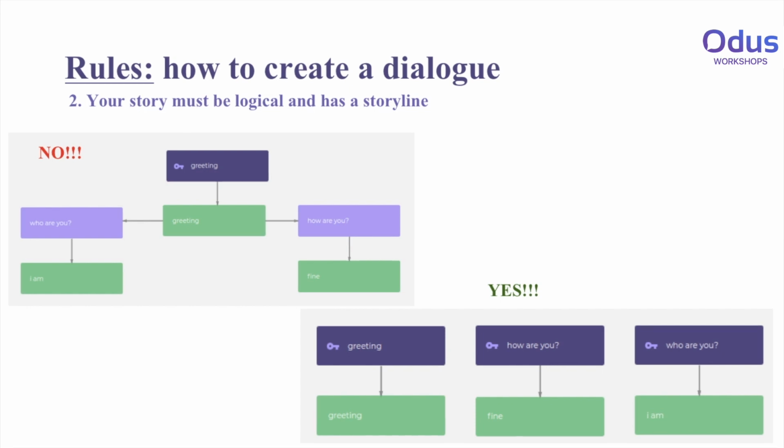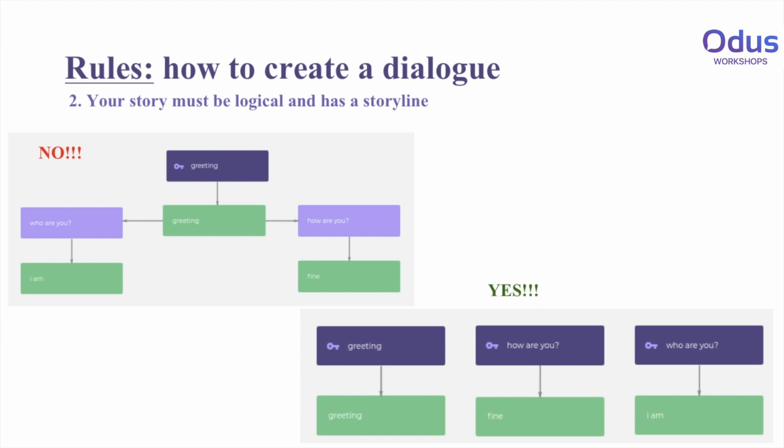Again, you can see two examples here. The storyline in the left example is good generally, but it means that the only entrance point to this scenario is the key intent with the name greeting. If a user asks a question, for example, "How are you?" or "Who you are?" he won't be transferred to this scenario by the artificial intelligence.